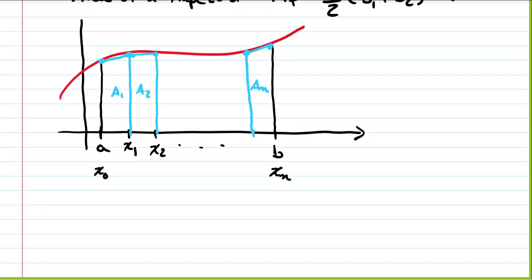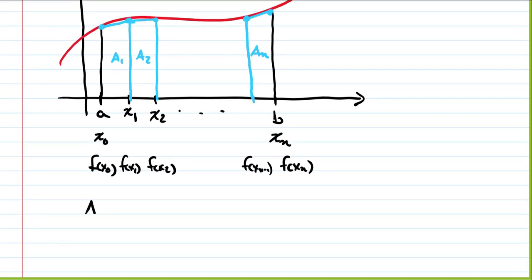So the first thing we're going to note is that the heights of each of these, for the left side, it's going to be f of x0, or f of a. This second height is going to be f of x1. This height's going to be f of x2, all the way out to f of x sub n minus 1. And the last height is going to be f of x sub n.